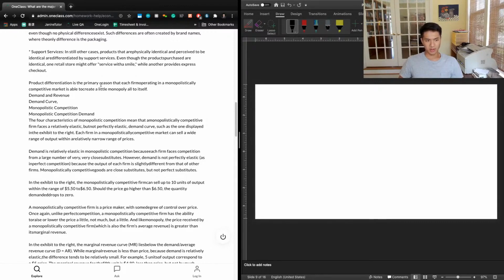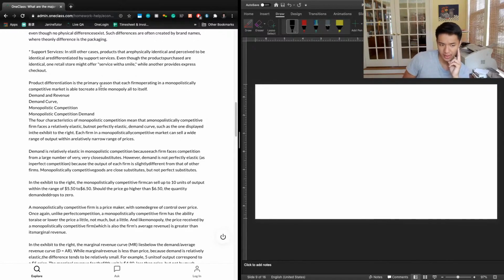Alright, what else is going on here? Demand and revenue, demand curve, monopolistic competition demand. The 4 characteristics of monopolistic competition mean that a monopolistically competitive firm faces a relatively elastic but not perfectly elastic demand curve, such as the one displayed in the exhibit to the right. I don't think that was actually attached here.